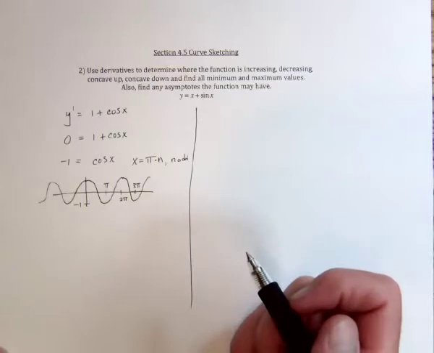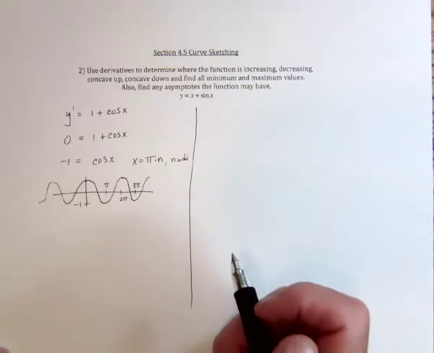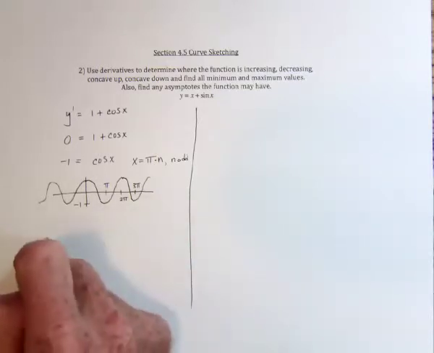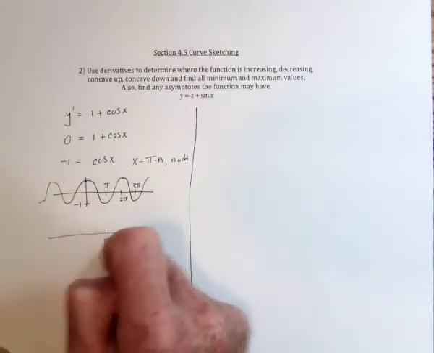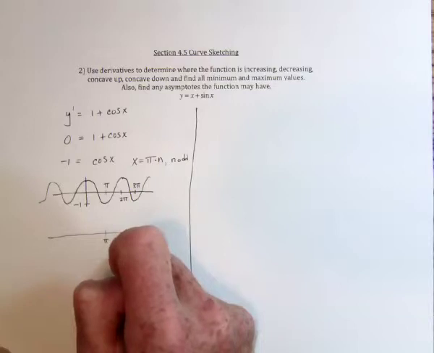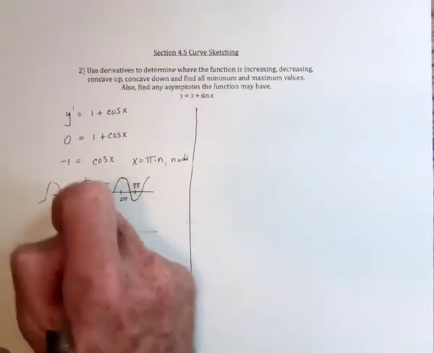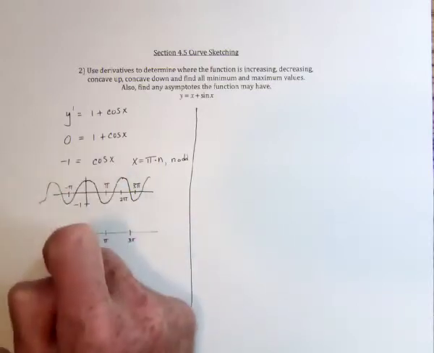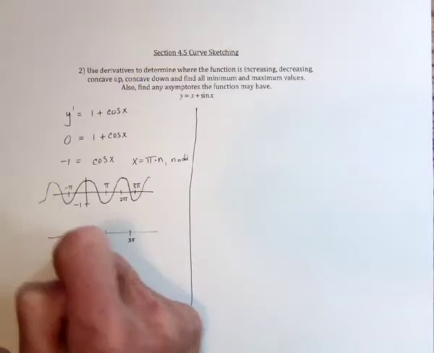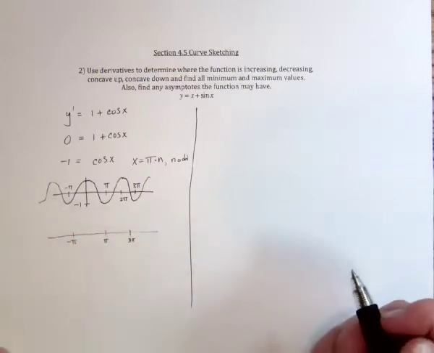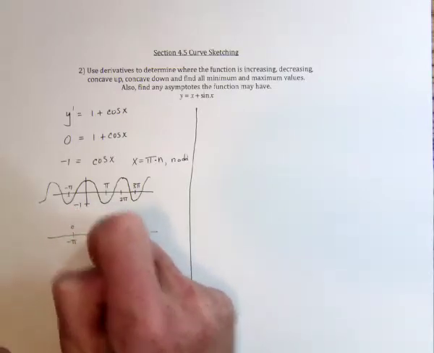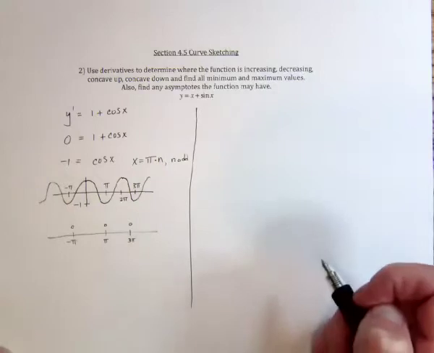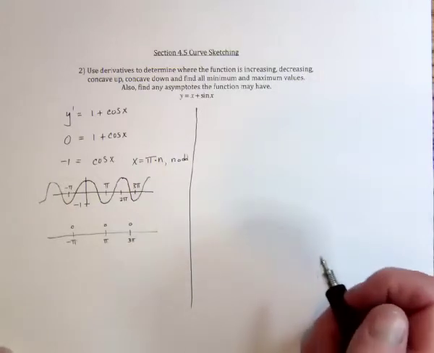Okay, now we need to find out, are there minimums, maximums, where is it increasing and decreasing? So now on the number line, I would have, here's pi, and here's 3 pi. Over here is negative pi. So what's happening to the derivative in between these? Because at all of these I found out the derivative equals 0, so it's possible that there's minimums or maximums there.